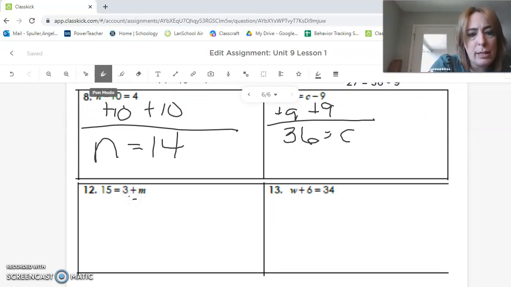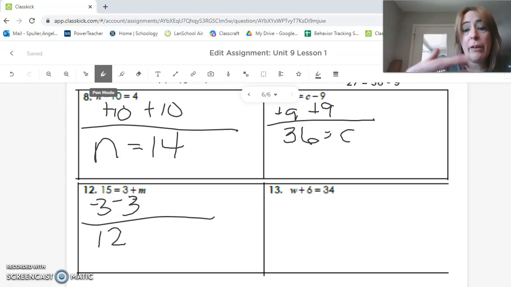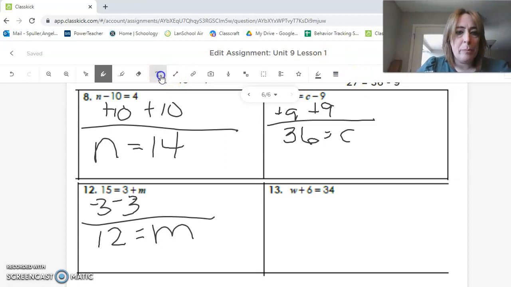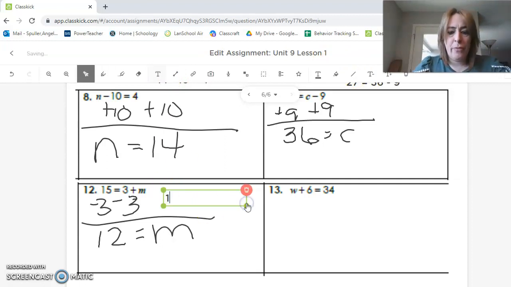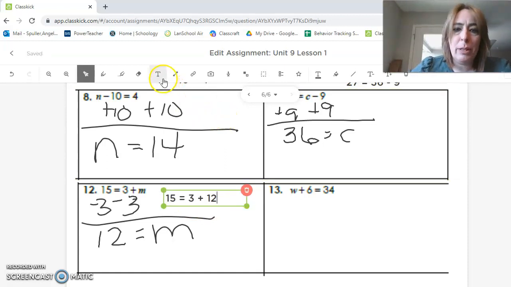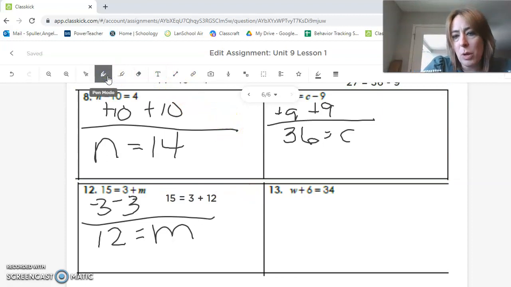Okay, down here we have addition. So we're going to subtract 3. Subtract 3 on both sides. 15 minus 3 is 12. Had 3, gave away 3, so I have nothing except for m. So let's prove it. 15 equals 3 plus 12. Absolutely. All right, last one.